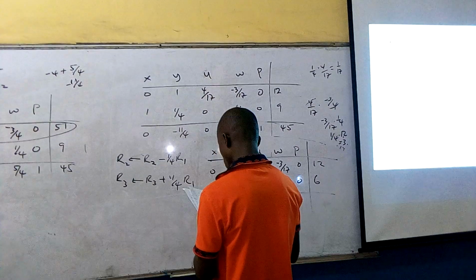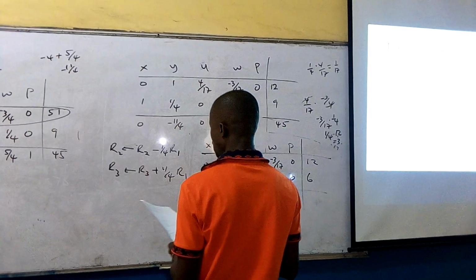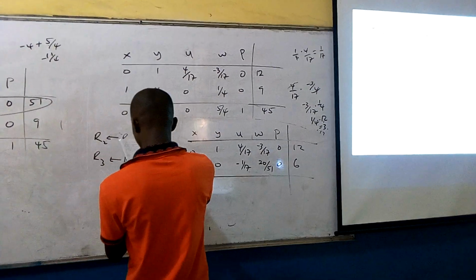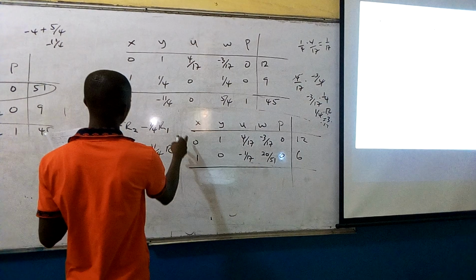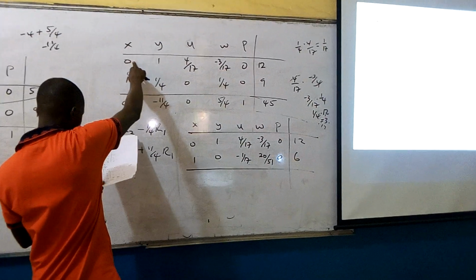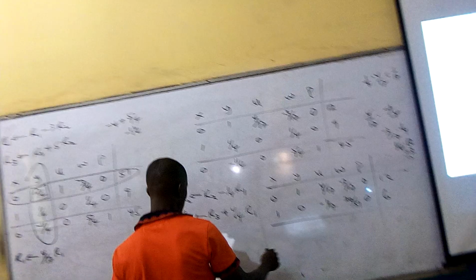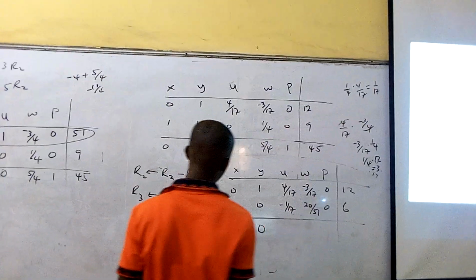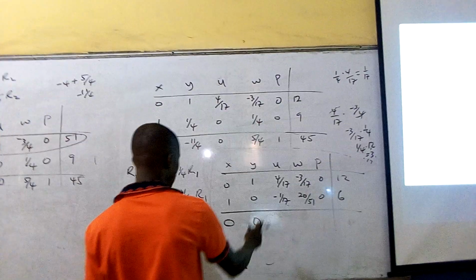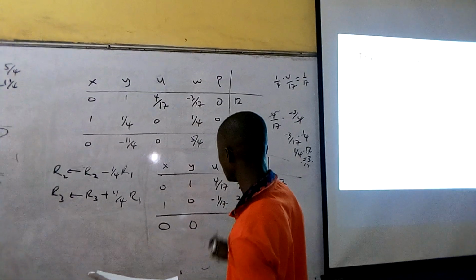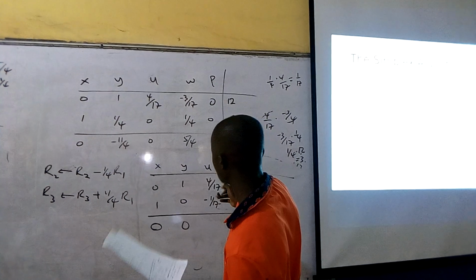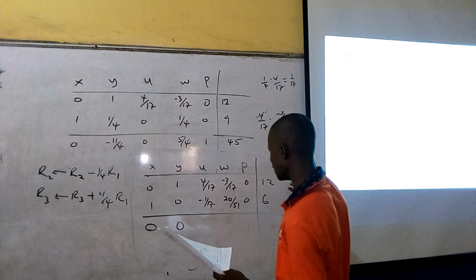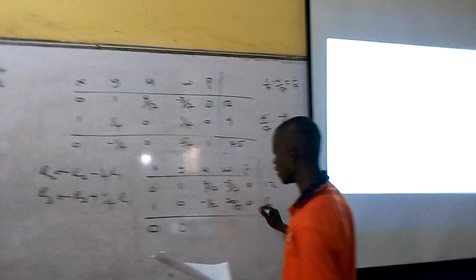Then the last row, R3 is replaced by R3 plus 11 over 4 R1. So let's say 11 over 4 times 0, that should be 0. Plus 0, that should be 0. And this will also be 0, right? Yes. Then when we come here, 11 over 4 times 4 over 17. That is 11 over 17. Yes. Okay. Because it will cancel out.